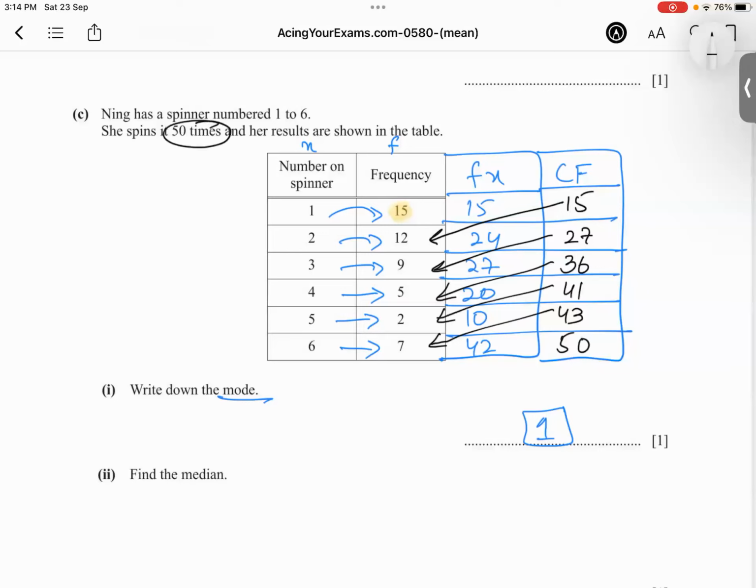See, there were 50 times. She spun the spinner 50 times. So for the median, n is equal to 50. So is 50 even or odd, everybody?